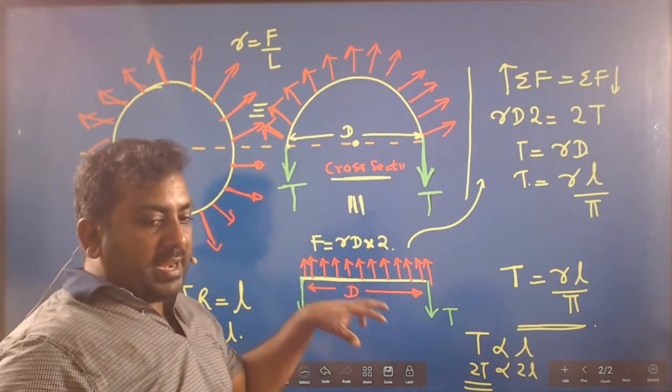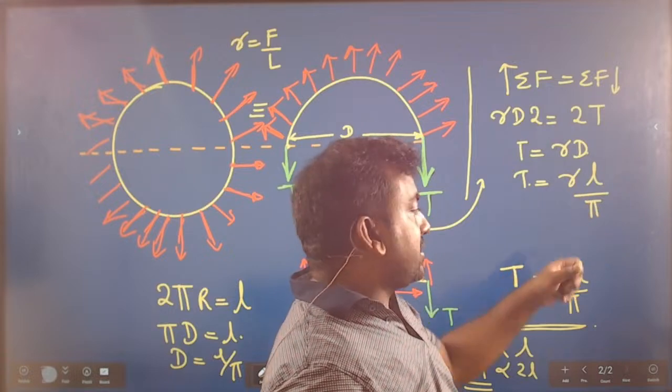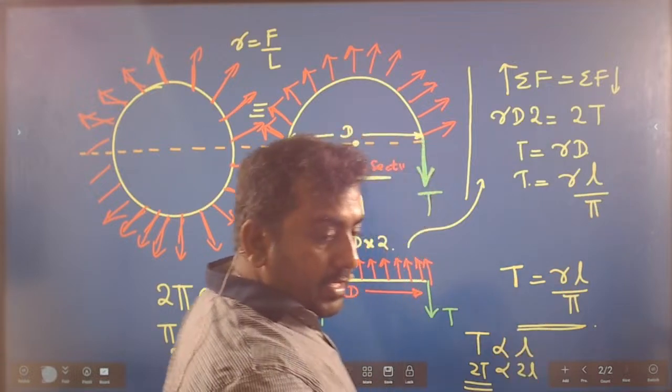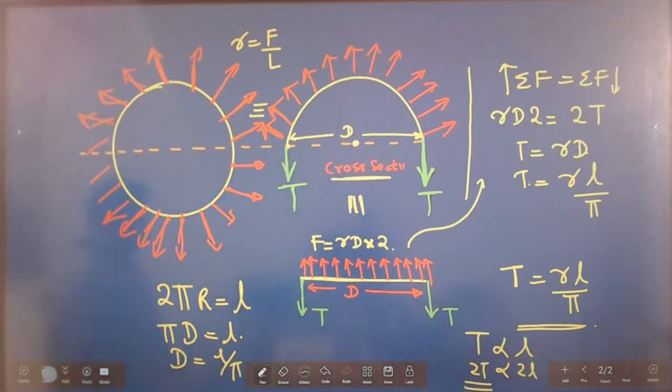Upward forces balance downward forces, so tension can be found. Gamma is constant, pi is constant, tension is proportional to L. So if the length is 2L, tension is double. Right? Write down carefully. Important workings.